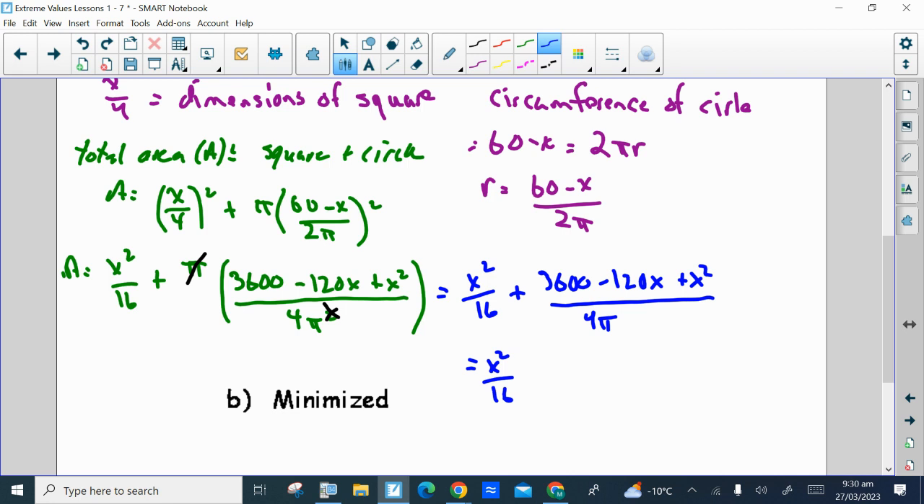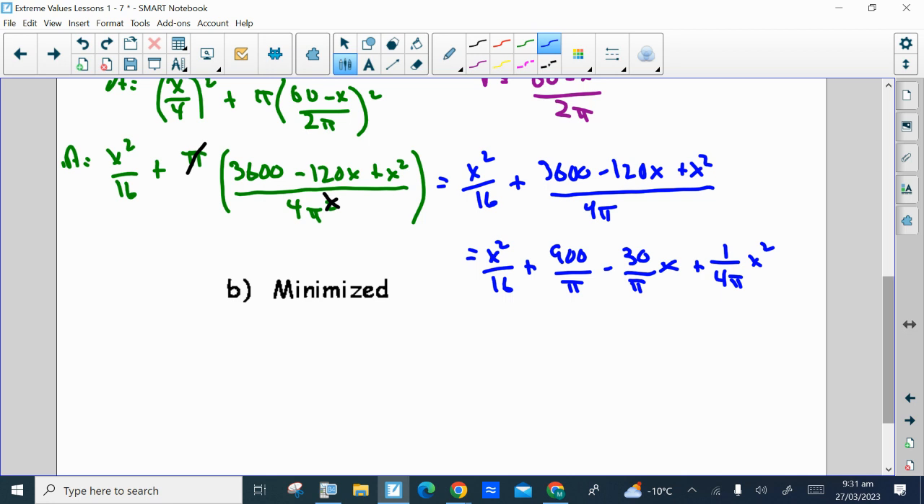3600 divided by 4, I think, is 900. So that'll be 900 over pi minus 120 over 4 is 30 over pi x plus 1 over 4 pi x squared. The nice thing about this is now we've divided this up into separate terms. So to differentiate, we don't have to use any special rules, because we've divided them up into separate terms. We can just go term by term.